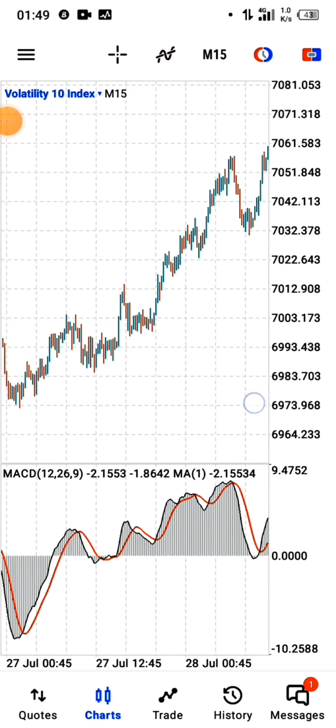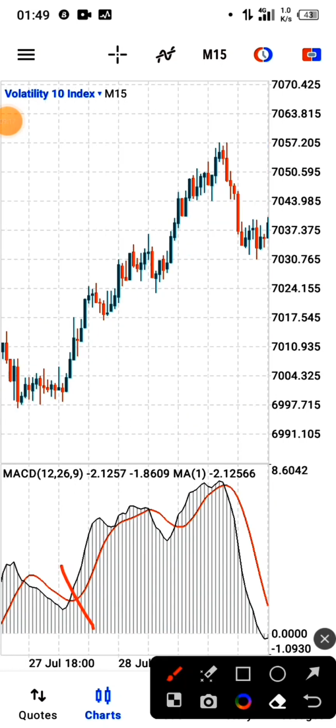So let me just zoom in so that you can see. How do we enter, right? We're only going to be entering when the red and the black moving out, the moving average and the MACD line, the signal line, cross. When they cross, that's when you're going to be entering, right?